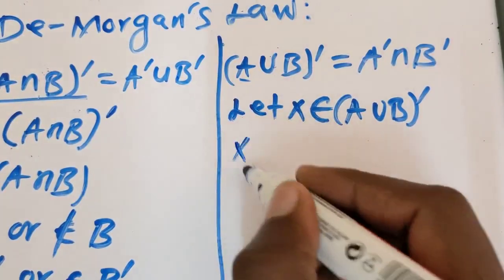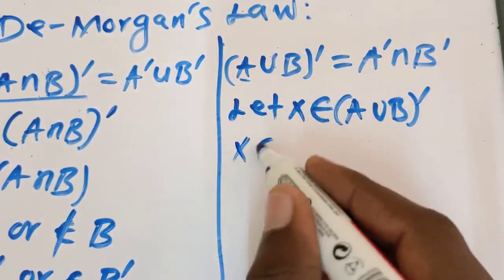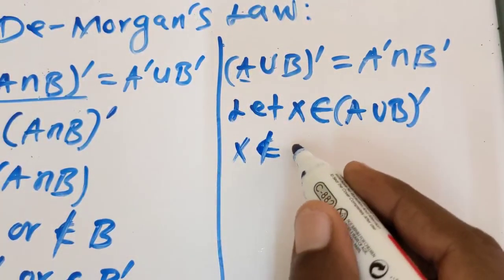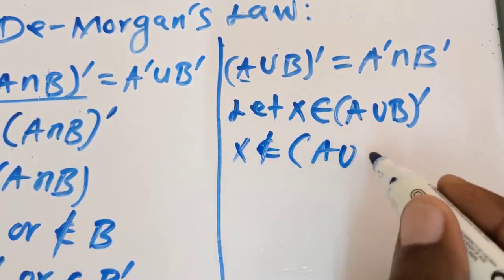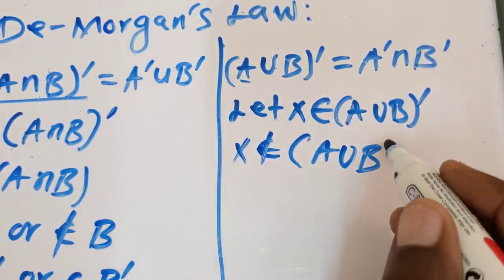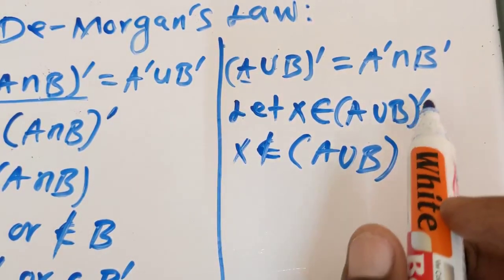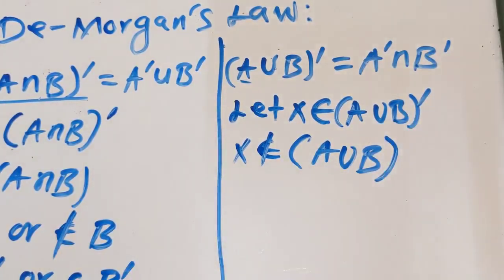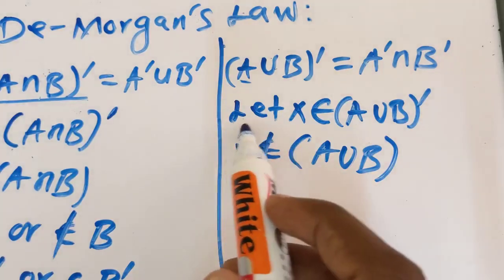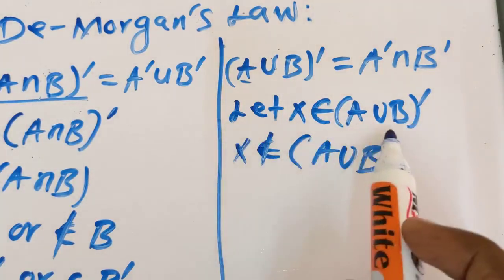So you say this means that x is not a member of A ∪ B. This is what it means. Complement means not a member of. It means not a member of. So this complement means not a member of. So I've just interpreted this expression right here.